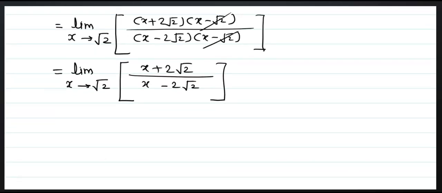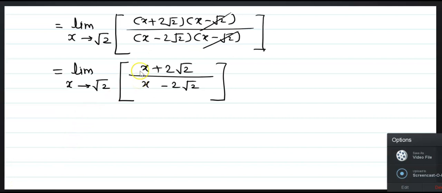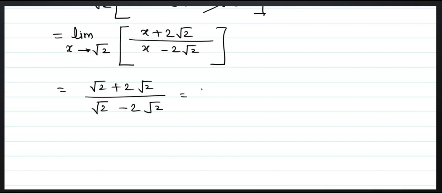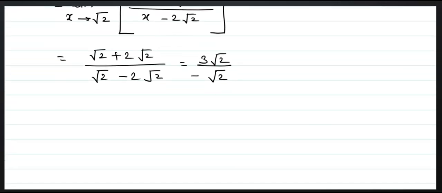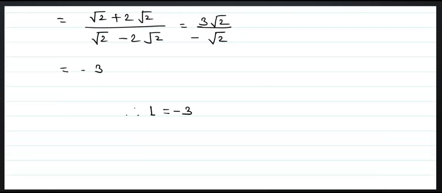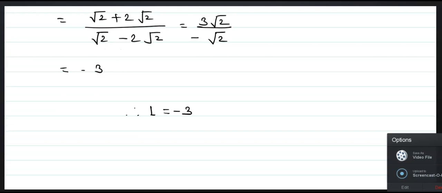We get x minus 2 root 2. Now here substitute x is equal to root 2. Root 2 plus 2 root 2 will become 3 root 2. And root 2 minus 2 root 2 becomes minus root 2. Therefore, the simplification is: root 2 gets cancelled and you will get minus 3. Minus 3 is the final answer.